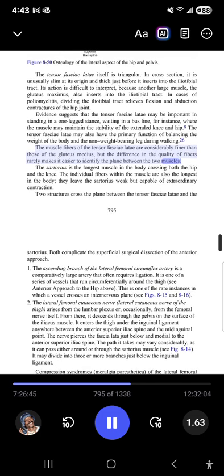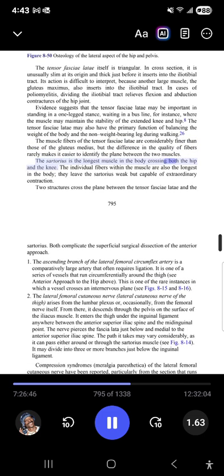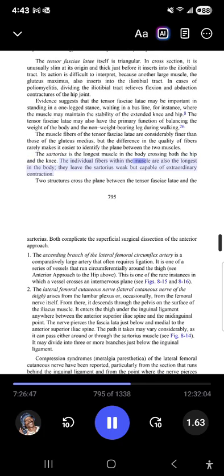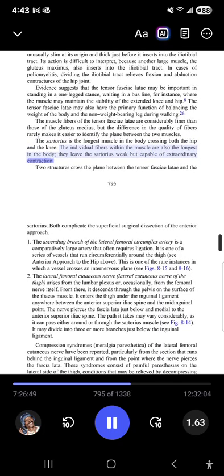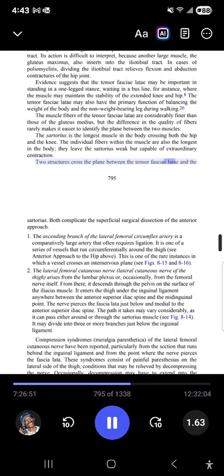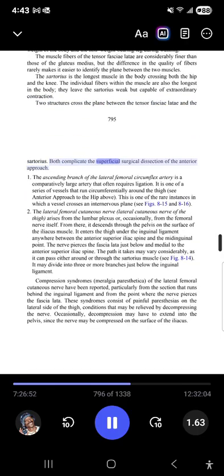The sartorius is the longest muscle in the body, crossing both the hip and the knee. The individual fibers within the muscle are also the longest in the body. They leave the sartorius weak but capable of extraordinary contraction. Two structures cross the plane between the tensor fasciae latae and the sartorius. Both complicate the superficial surgical dissection of the anterior approach.